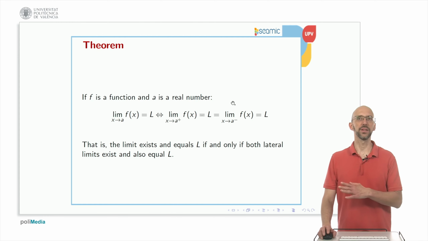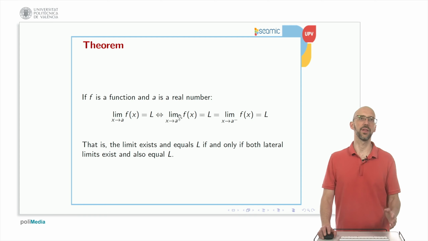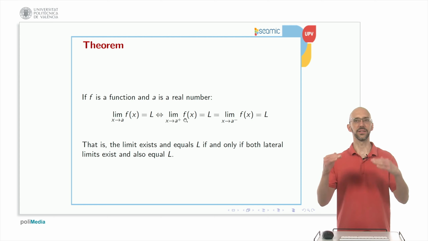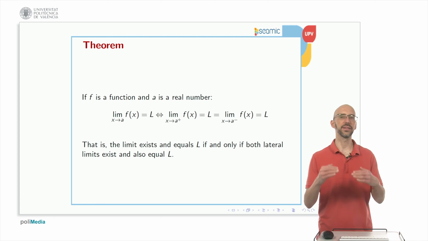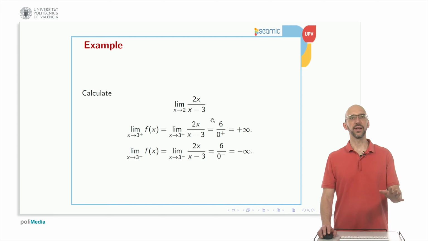Finally, it's something I mentioned before, but let's finish the slides with this theorem. We say that the limit of a function is equal to L when x approaches a if and only if both limits, the one from the right and the one from the left, exist and take the same value. Okay. Finally, just one more example.